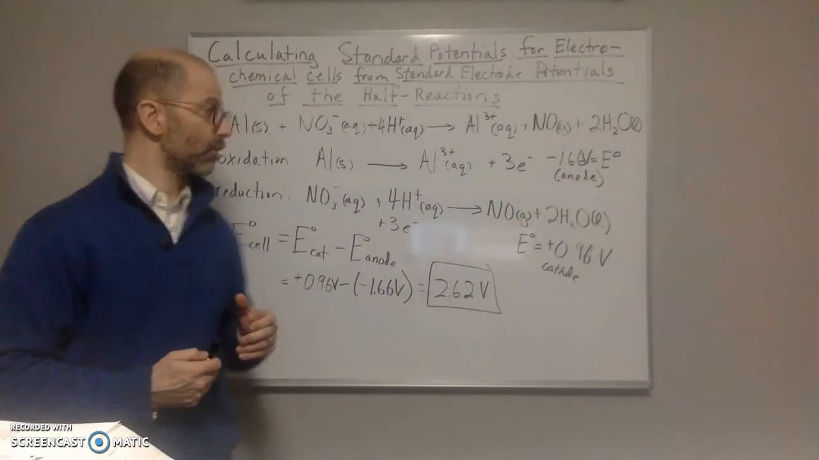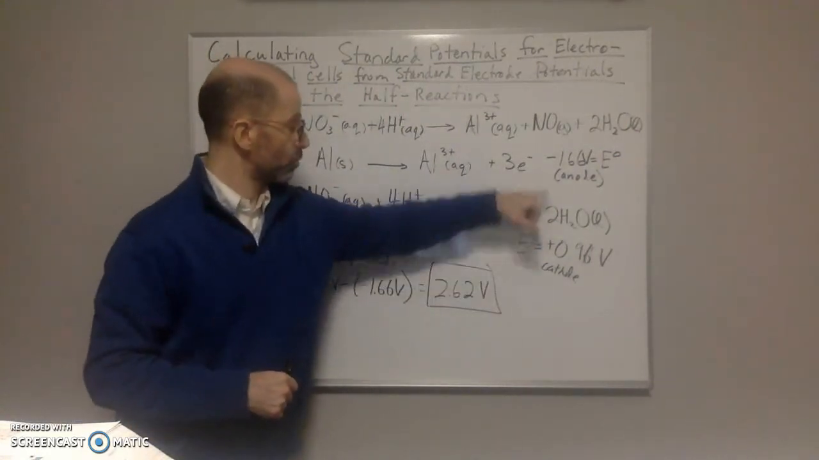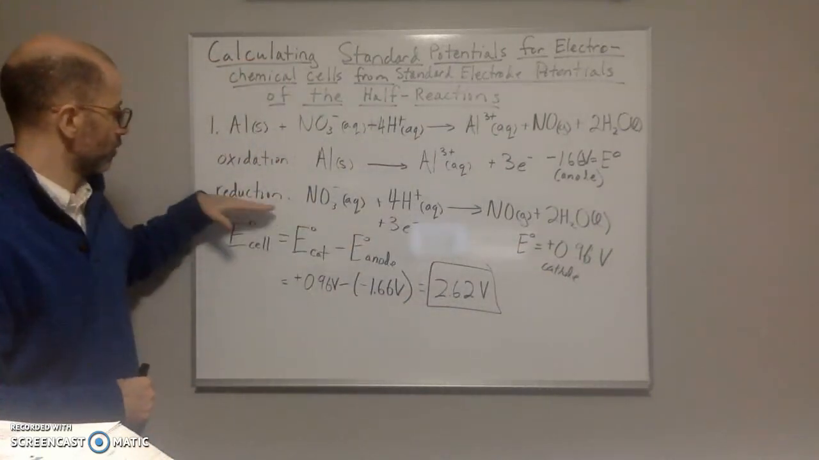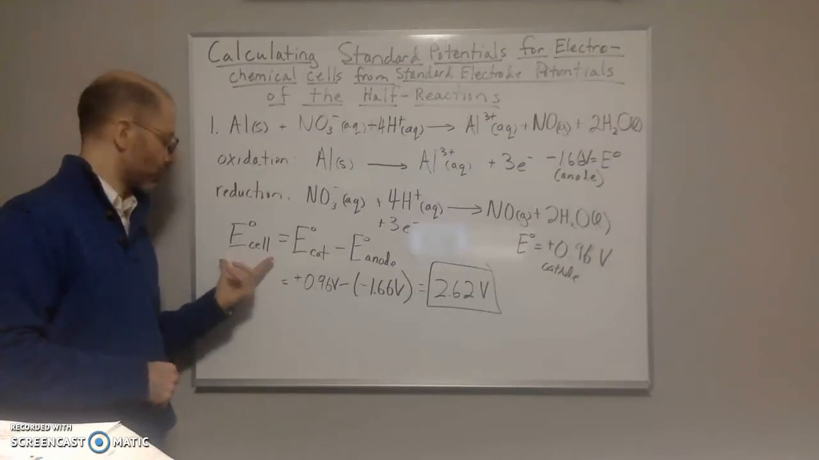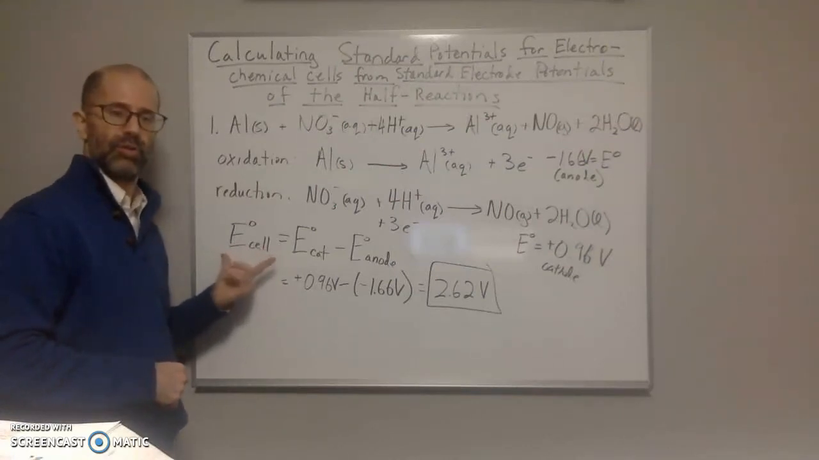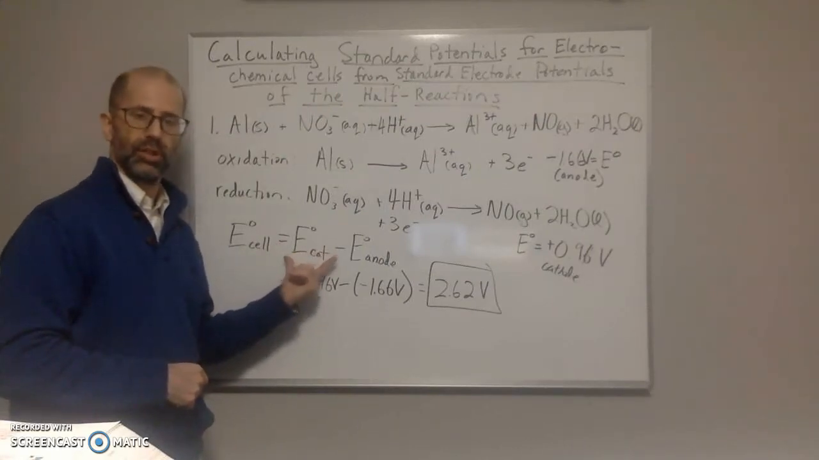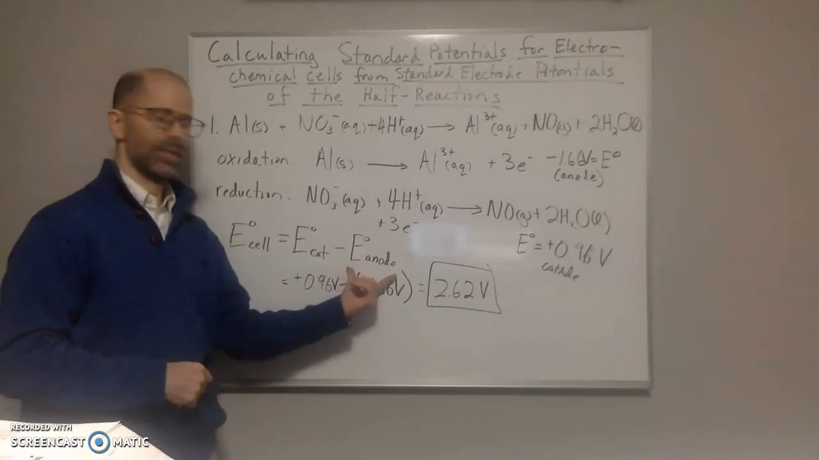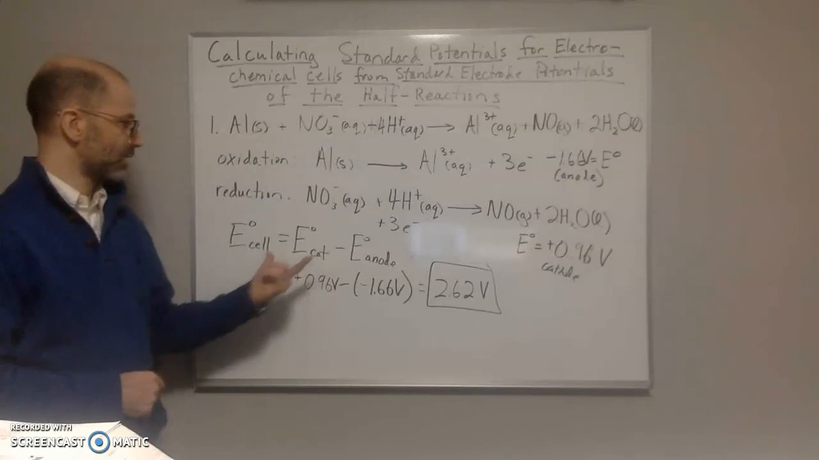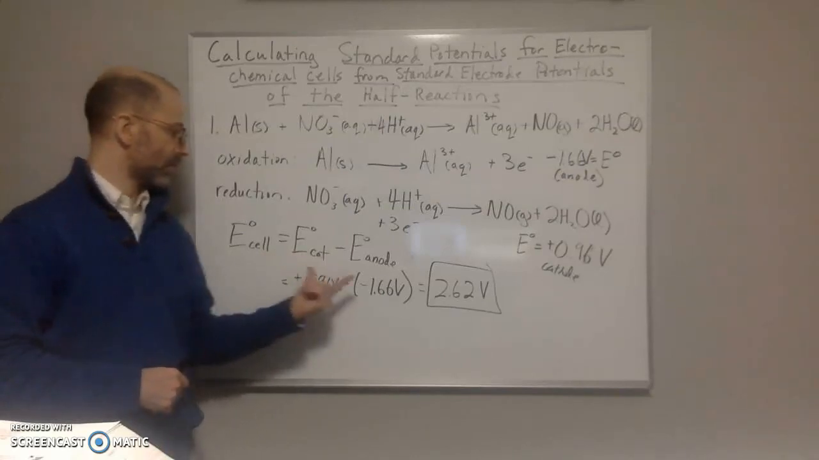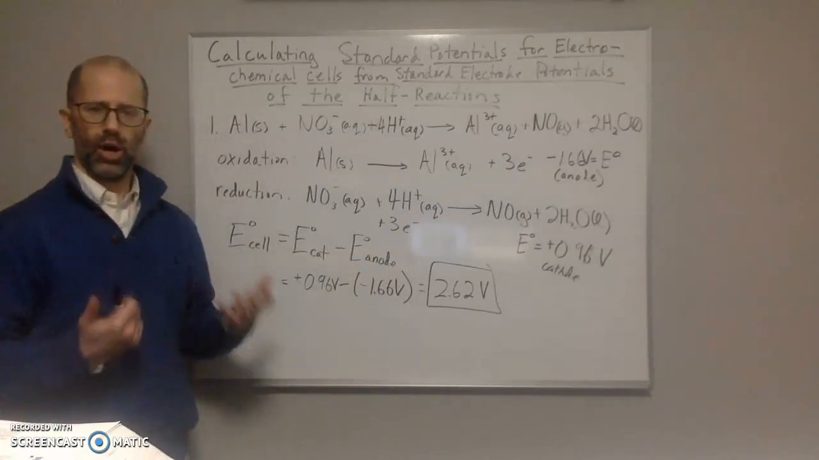And so that's how you find, from the standard electrode potentials of the half reactions, your reduction and oxidation, using this equation. The standard potential of the electrochemical cell is equal to the potential of the cathode minus the potential of the anode. What is happening at reduction minus the oxidation. So I hope this was helpful.